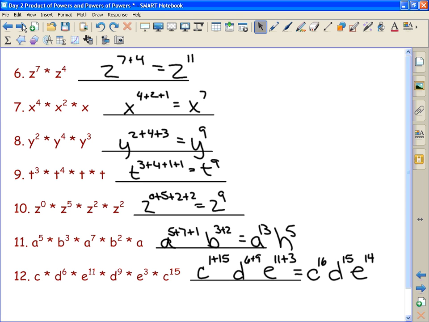That is it for the product of powers property, the one that says that if we have a bunch of things that have the same base being multiplied together, that we can add their exponents up. That's our shortcut. Okay, so that is that for the product of powers property.